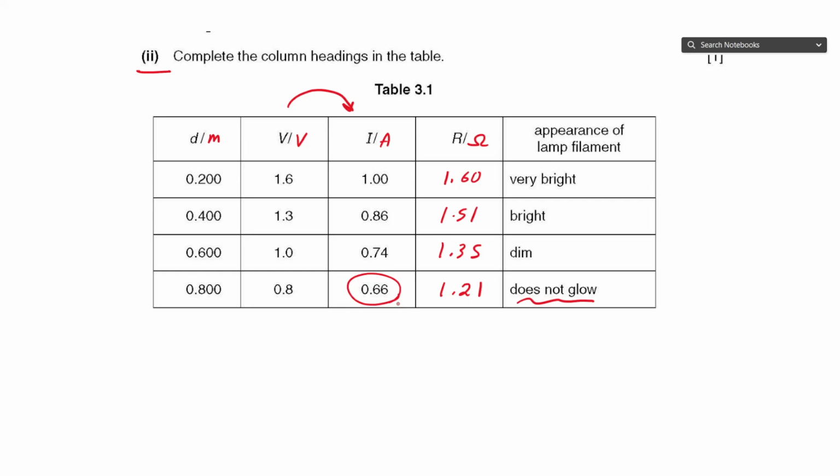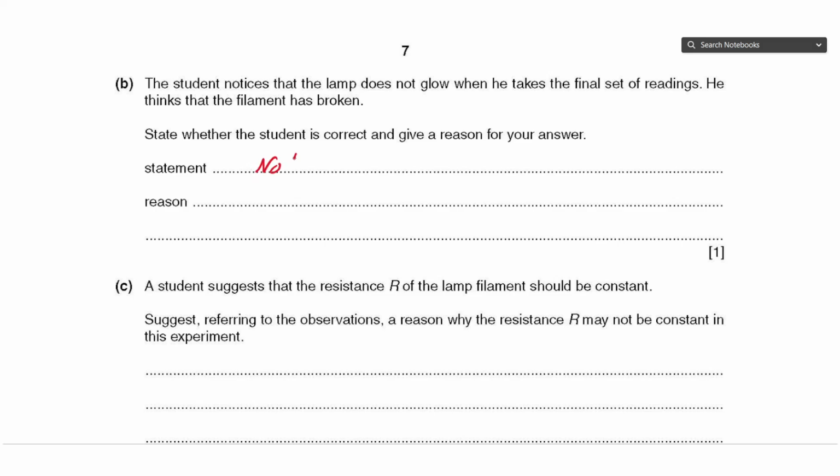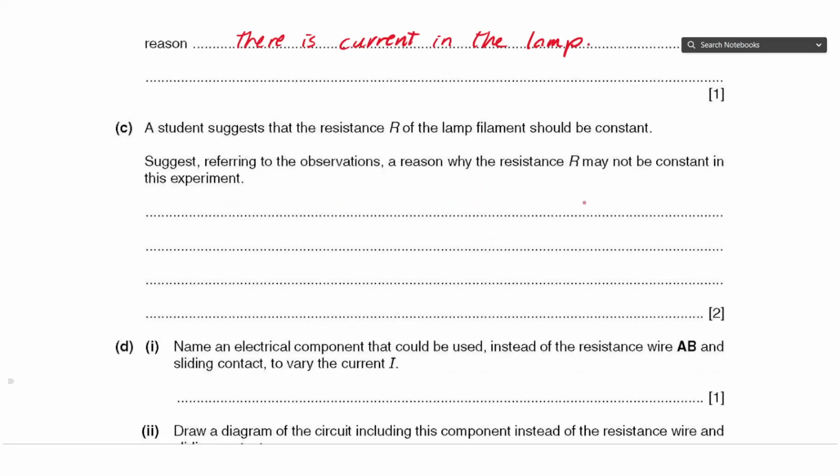If the lamp breaks, everything stops and the current is 0. So the statement is not correct, or false. The reason is that there is current in the lamp, so it is still working, but just not enough to make it glow.